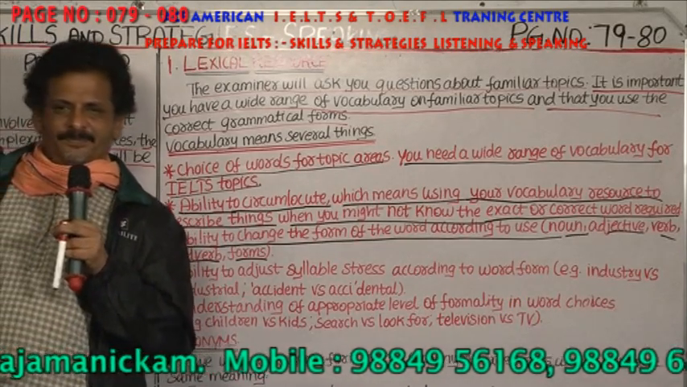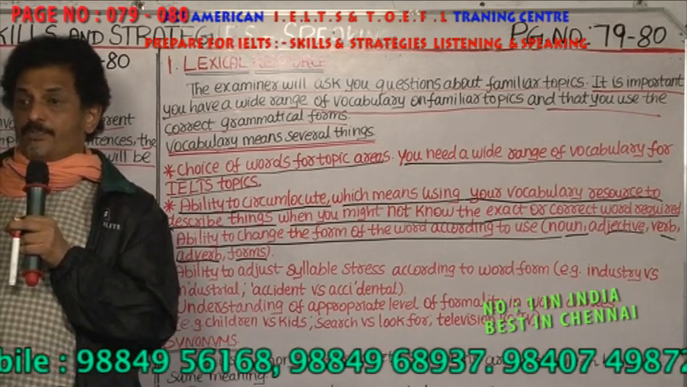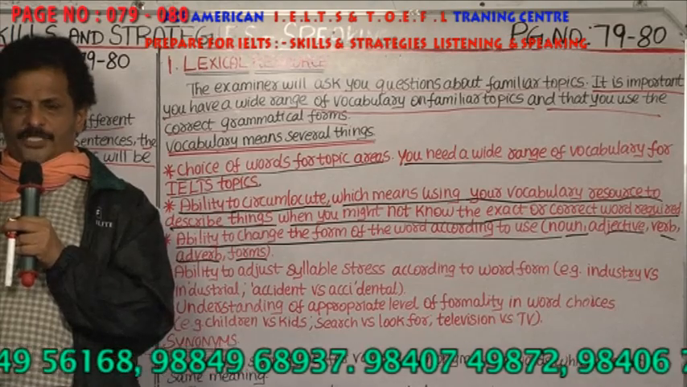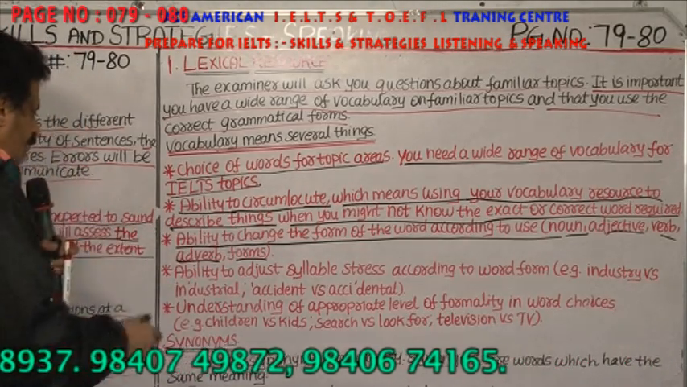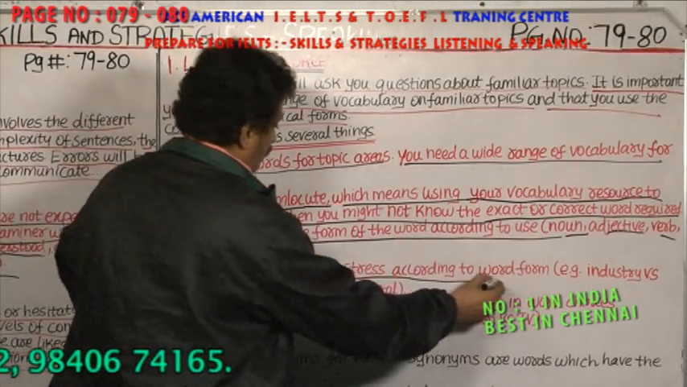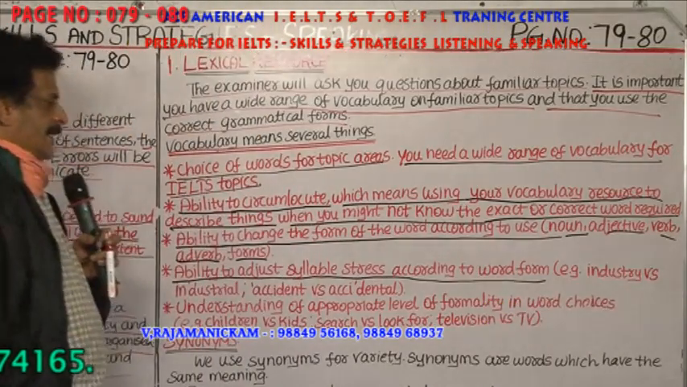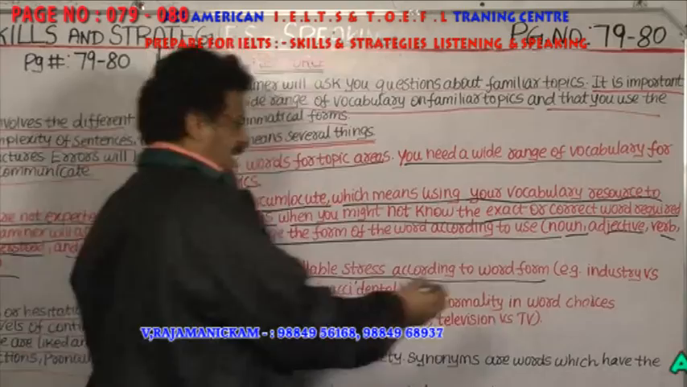Syllable means what? See, industry. I, you, Y. Y is also taken as a vowel. So each vowel is one syllable. Industry: in-dus-try. So three syllables. So according to the word, you should be able to adjust your stress on the syllable.